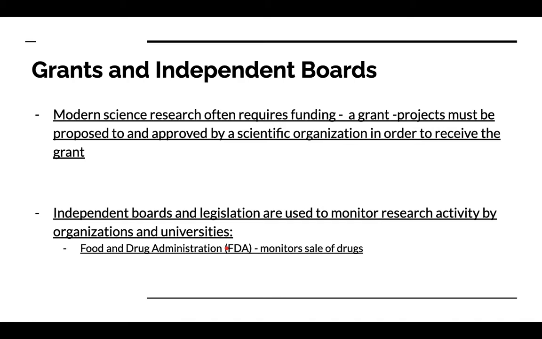So, for example, the Food and Drug Administration, the big one going on right now with the COVID-19 pandemic, they check all the data on any experimental trials for any new drugs or any new vaccines that are being developed, and they give the stamp of approval based on the data that they see for whether or not that drug, or vaccine or treatment, should be made available to the public.